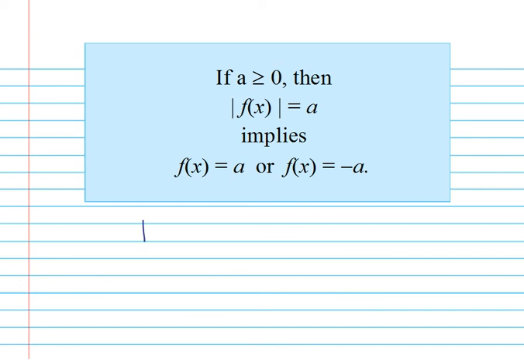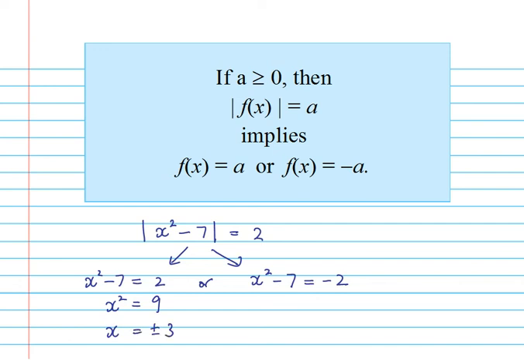So if we were dealing with modulus of x squared minus 7 equals 2, then we would know that either x squared minus 7 equals 2 or x squared minus 7 is equal to negative 2. And so adding 7 to both sides and taking the square root, in this case gives us 4 possible solutions.